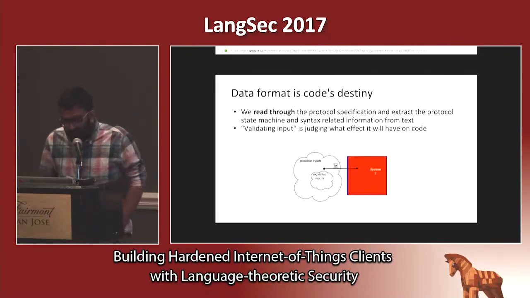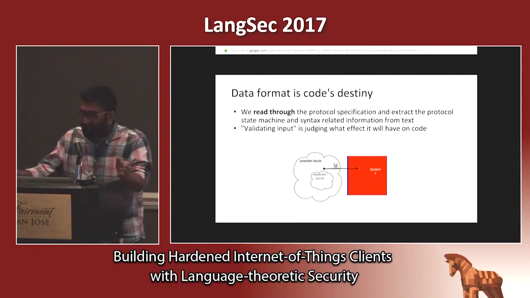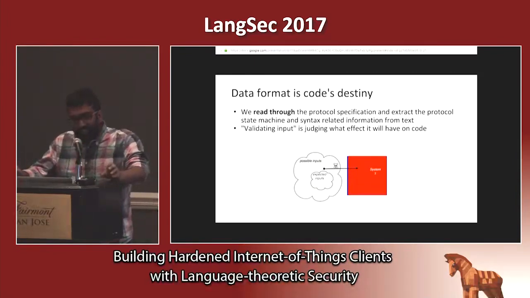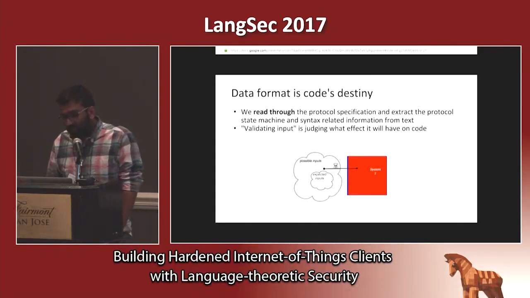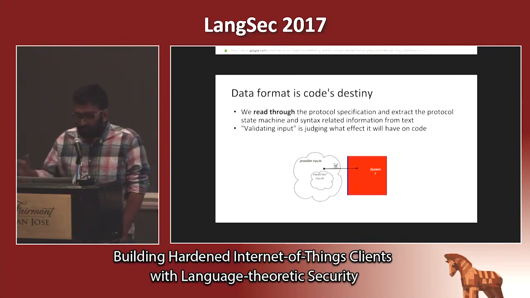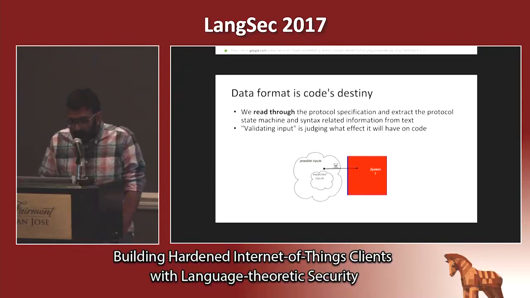So this is what LangSec is all about, I would say. Differentiating between a set of possible inputs and actually identifying the input that is expected by our system is what we are trying to deal with over here. So validating input is judging what effect the input is supposed to have on the code.